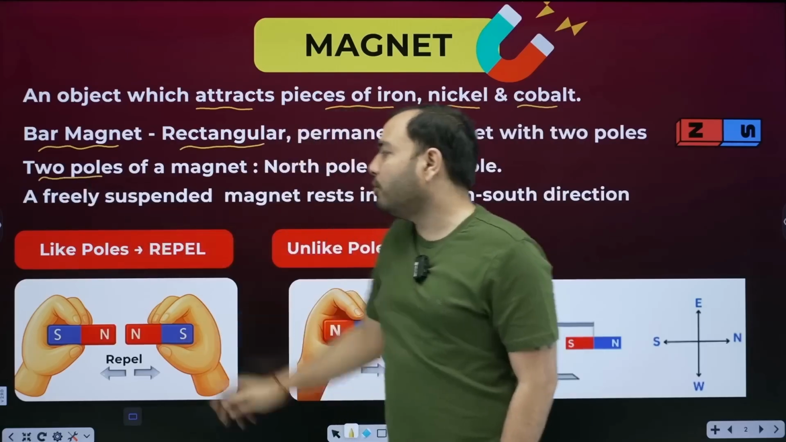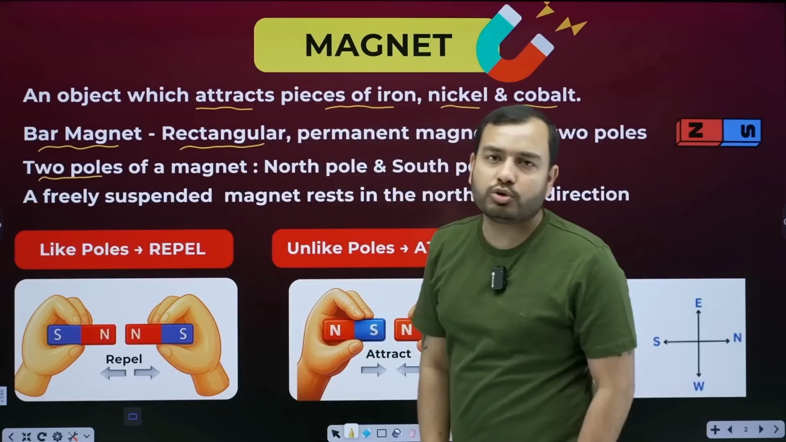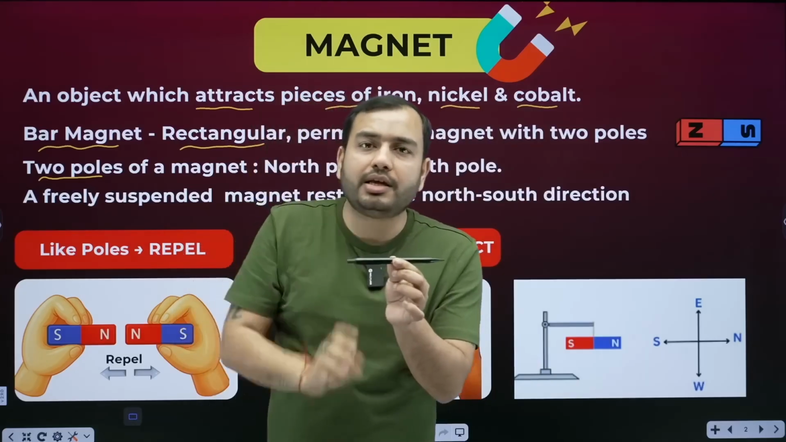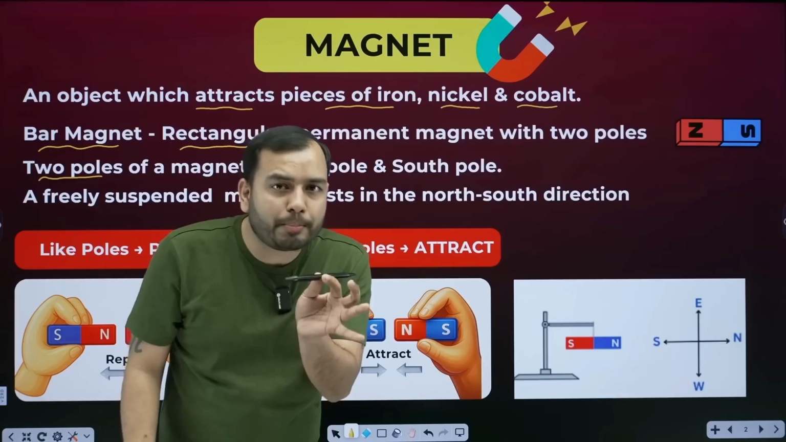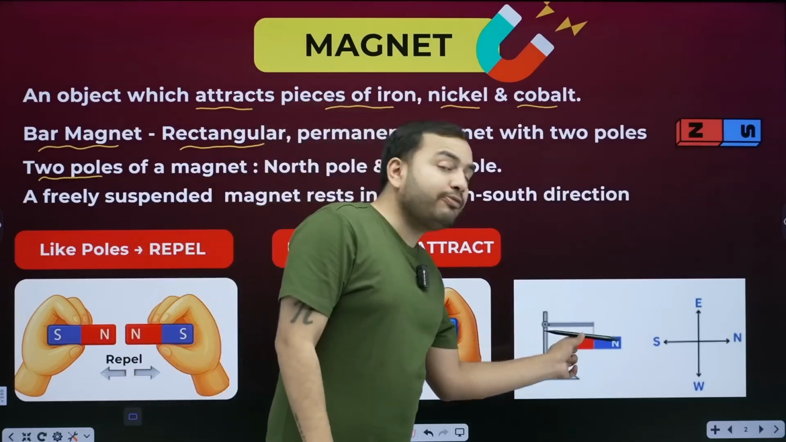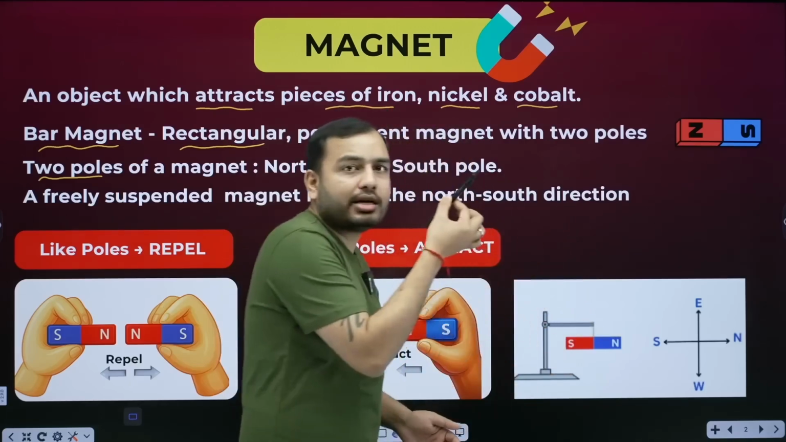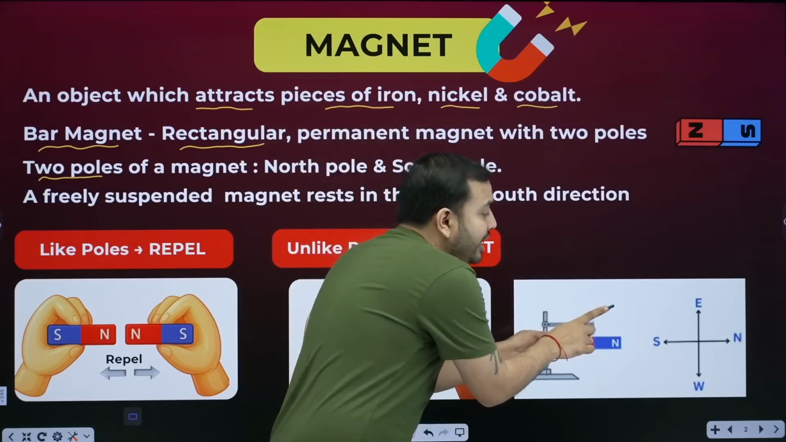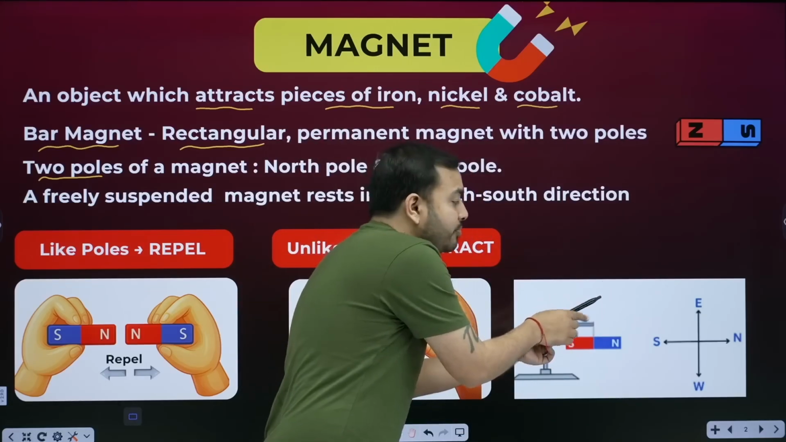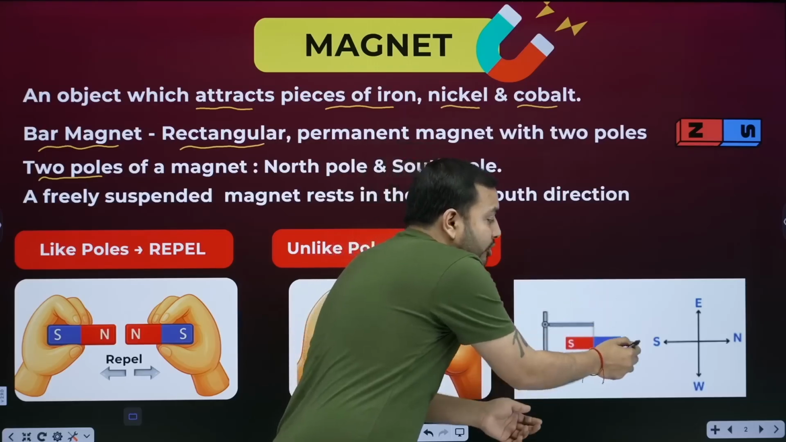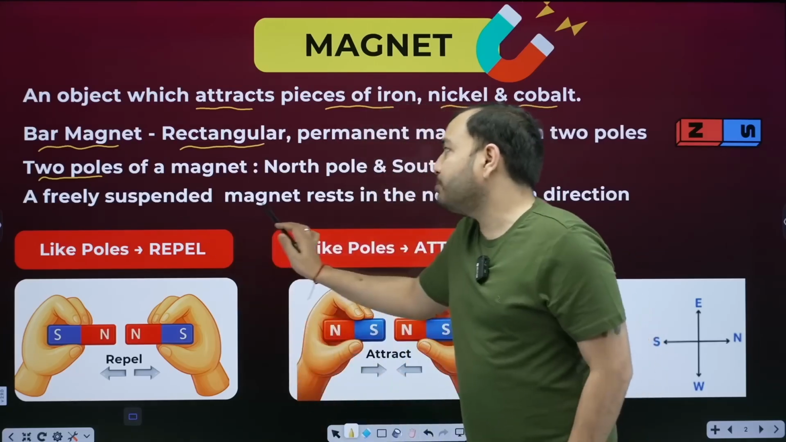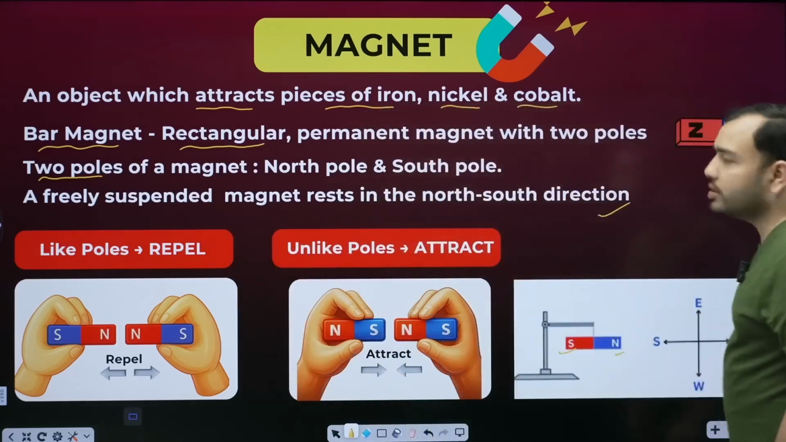A magnet has two poles: one is a north pole, one is a south pole. How will we know which is the north of the magnet and which is the south? There is a very basic method. If this is a magnet and its poles are to be determined, then tie it with a thread and suspend it freely. The moment you suspend it freely, it will rest a little tilted like this. One end of it will go towards the north of the earth and one end towards the south of the earth. The one that goes towards the north of the earth becomes the north pole. The one that goes towards the south of the earth becomes the south pole. So a freely suspended magnet rests in the north-south direction.